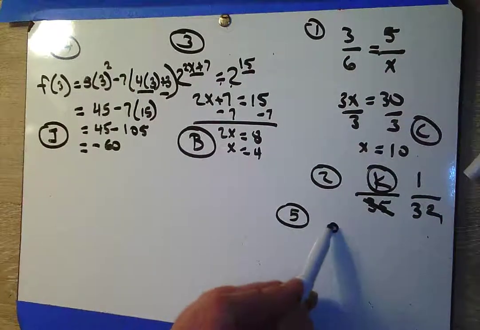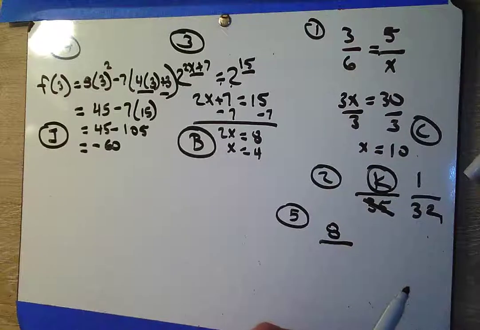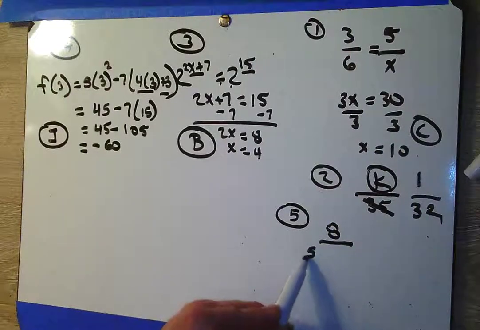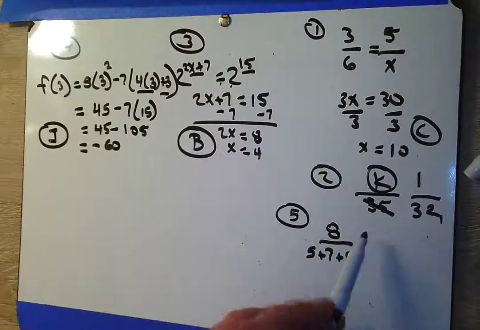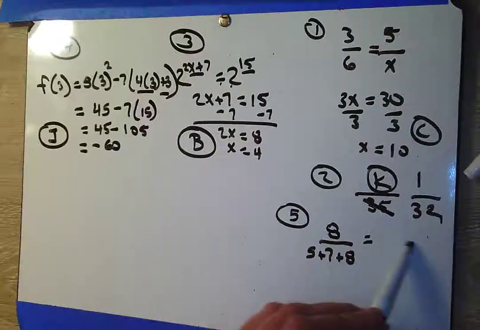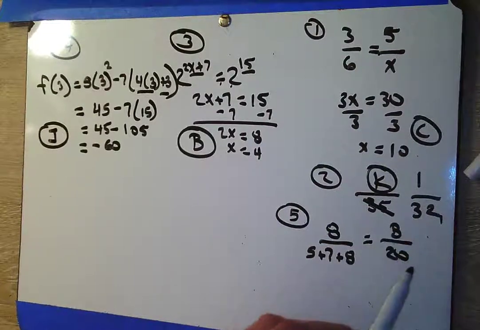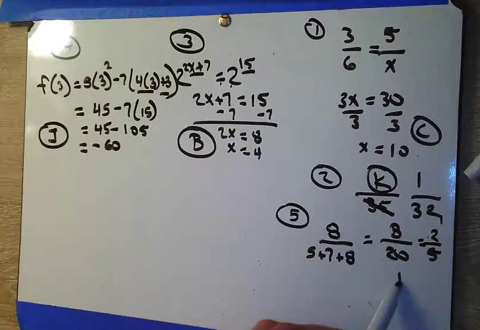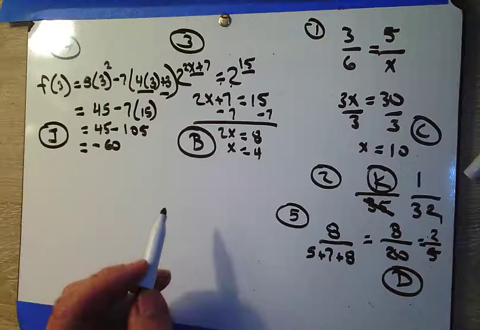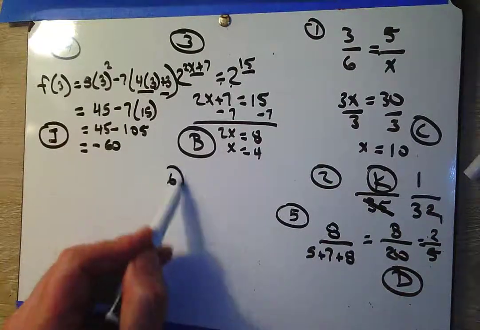Well, I heard that there were 8 20s, and how many total bills were there? There were 5 $5, 7 $10, and 8 $20. That's 15 and 5 is 20. And this fraction reduces to 2/5, which is why D is my answer to number 5. Number 6.